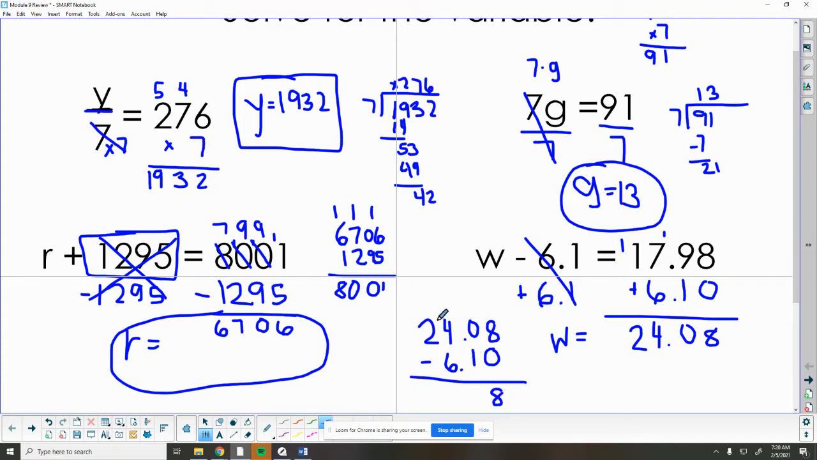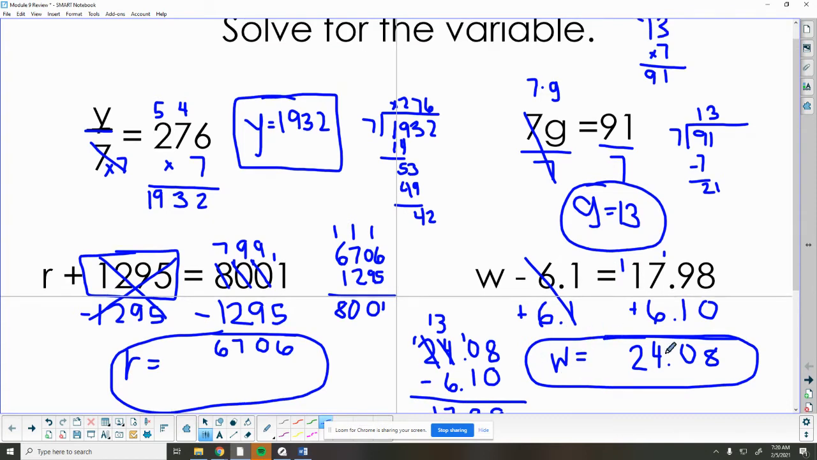0 minus 1 we can't do, so we come borrow. 10 minus 1 is 9. We can't do that. So we borrow. 13 minus 6 is 7. And 1, my decimal comes straight down, 17.98. So 24.08 is the solution to w.